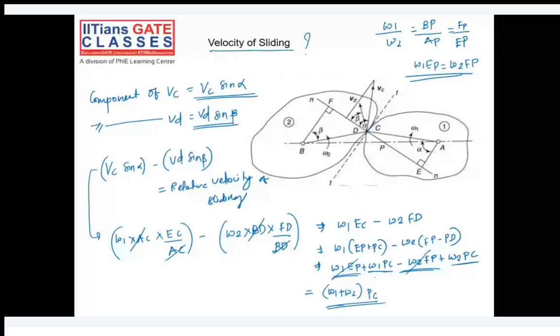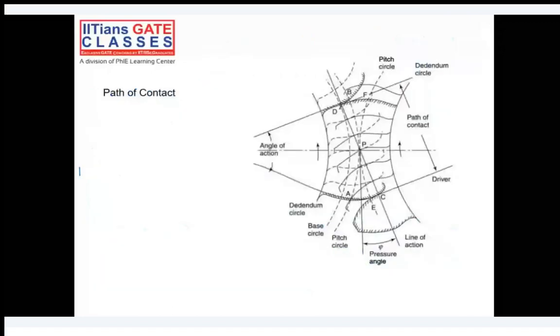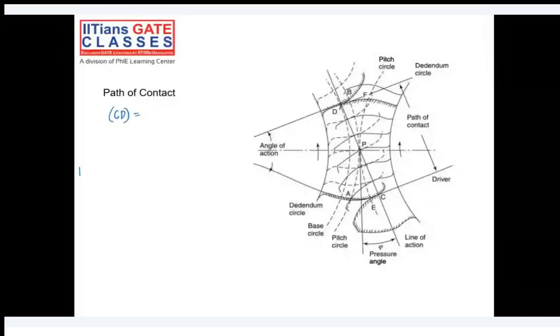So if you remember, we have already studied this definition. What was the path of contact? Can you tell me in this figure what is the name for the path of contact? CD, correct. CD is the path of contact. So path of contact is basically CP plus PD, that is, let's say, path of approach plus path of recess.